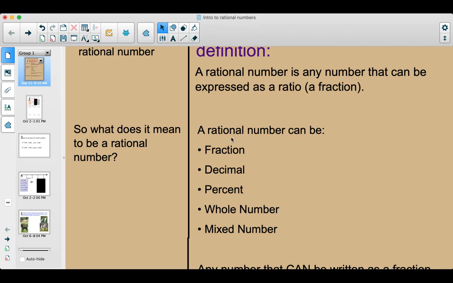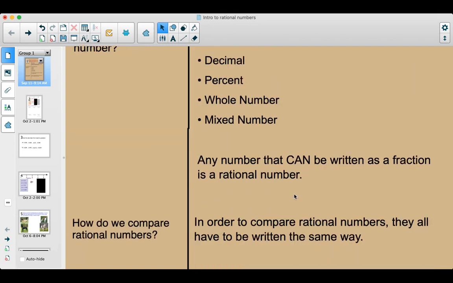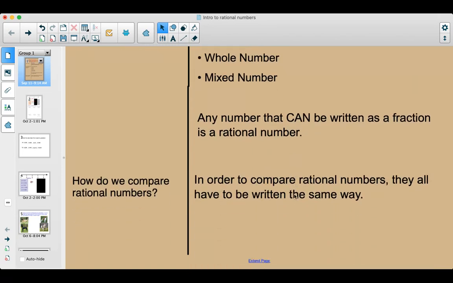Believe it or not, there are some numbers that don't fall into either of these categories that we call irrational numbers. You're not going to really do much with that this year, but you'll probably learn more about those next year. All right, so how do we compare rational numbers?